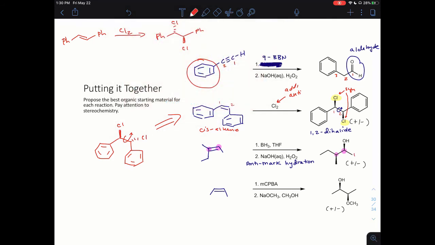Now the hard part is, well, now that we've figured that out, the next hard part is what is the geometry? Is it E or Z of the alkene? So remember, for hydroboration, H and OH are added syn. Now, in this conformation, H is anti to OH. So all that means is that this is not the conformation of the chain in the alkene. So that's no problem. I went ahead and rotated around the chain.